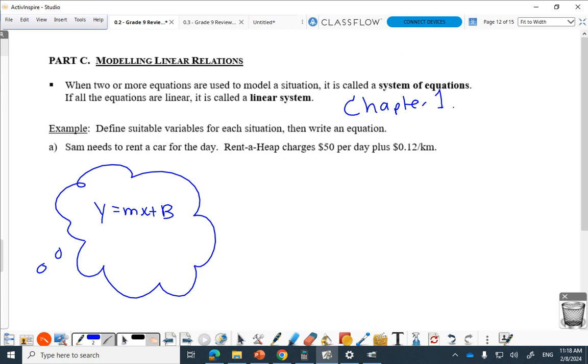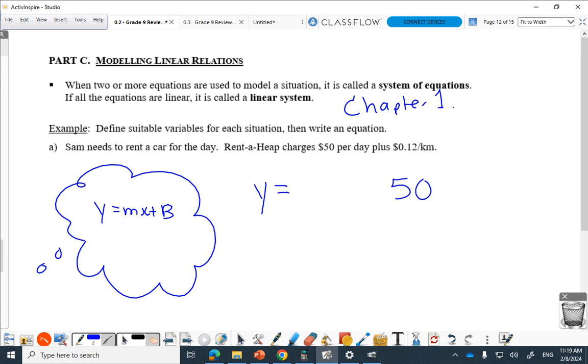I could use other variables, but y equals mx plus b. Okay, so what's the y-intercept for this situation? What does this start at? 50. When you're building equations for y equals mx plus b, you actually start with the y-intercept and go, hold on, where's this thing starting at? And this one's starting at $50.